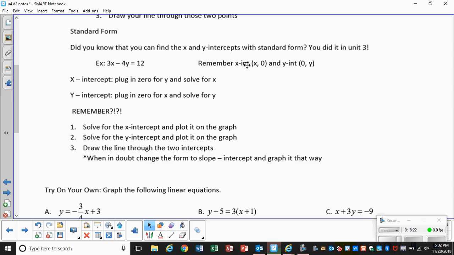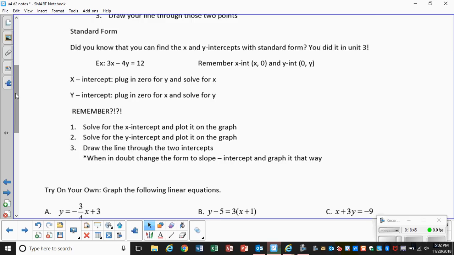So an x-intercept is always some number and 0, where the y-intercept is 0 and a number. So to find your x-intercept for standard form, which is what this is, you would plug in 0 for y and then solve for the x and write it as an ordered pair. To find the y-intercept, plug in 0 for x and solve for the y. Remember that? It was on your test.